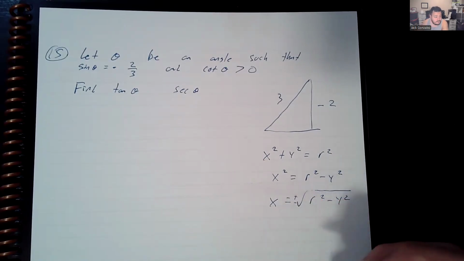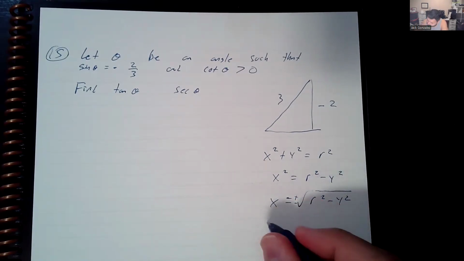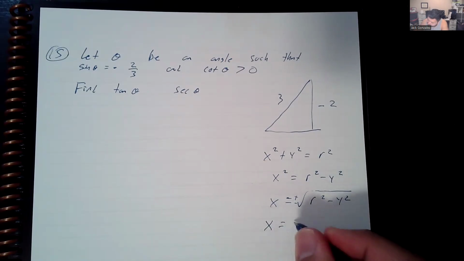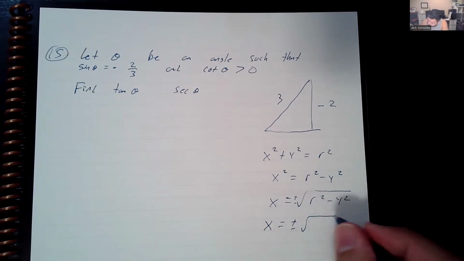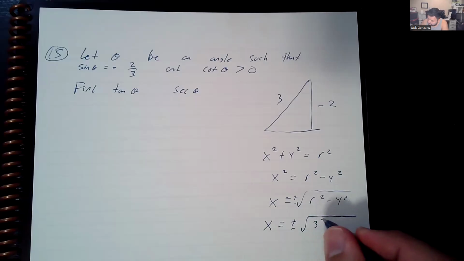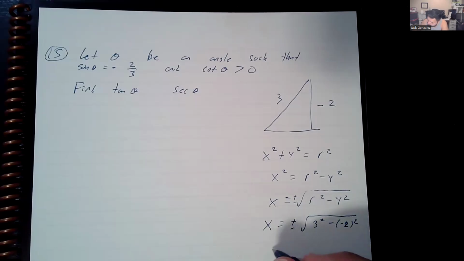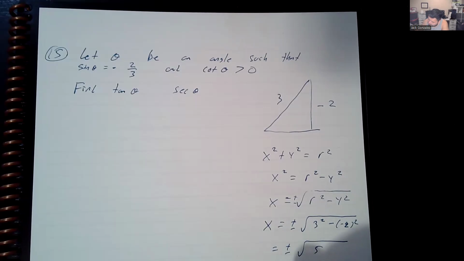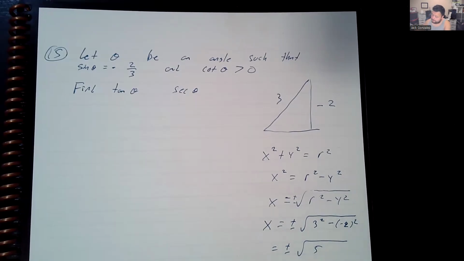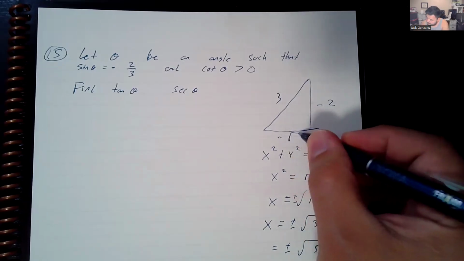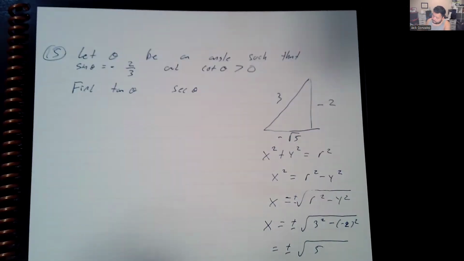This time I did it in general and showed the work. So x has to be plus or minus the square root of 3 squared minus negative 2 squared. This is root 5. And we're in quadrant 3, we said. So we gotta be negative.